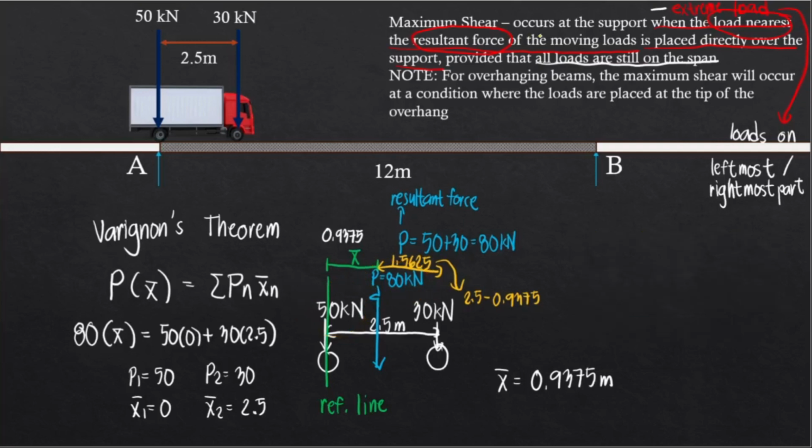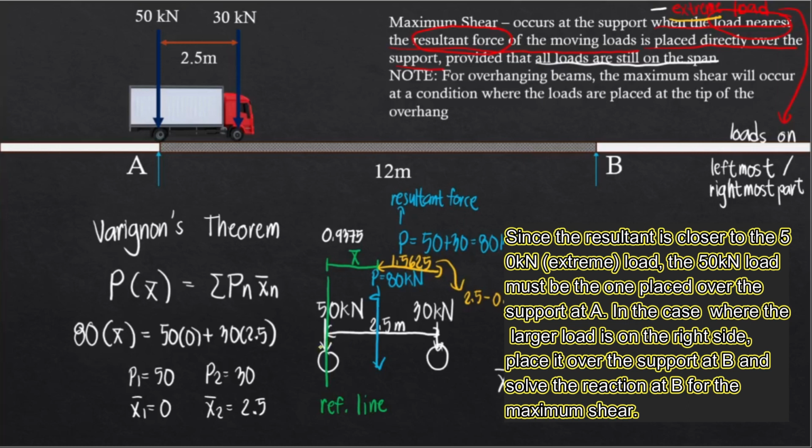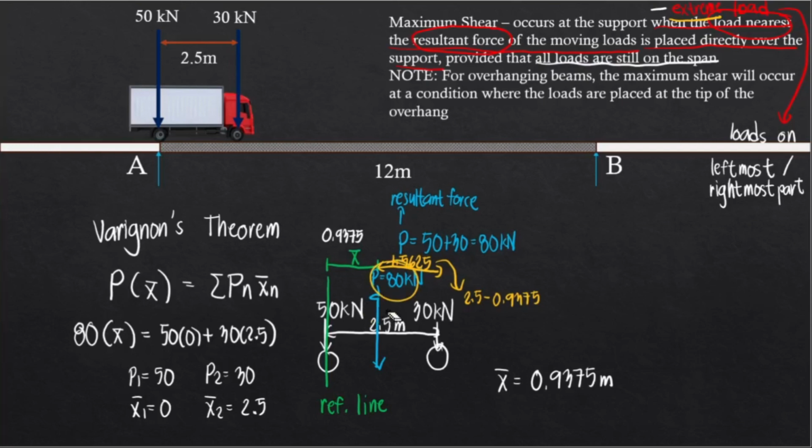Now again, the maximum shear occurs at the support when the load nearest the resultant force of the moving loads is placed directly over the support. Again, here, we are referring to the extreme load. Now, since this is the leftmost load, we have 50 kN, and then it's closer to 80 kN, which is our resultant force, then this means that we're gonna place this load over the support at A. And then the reaction at A will be our maximum shear.